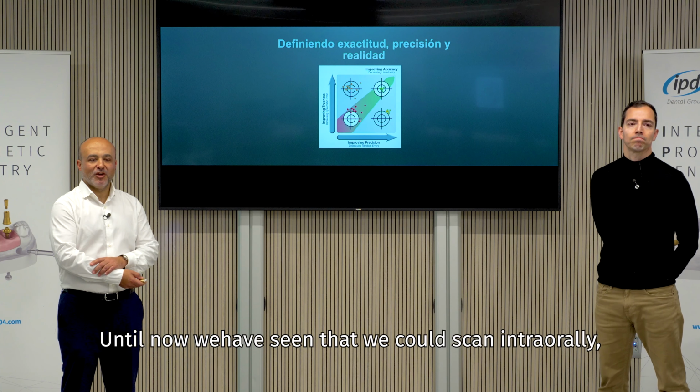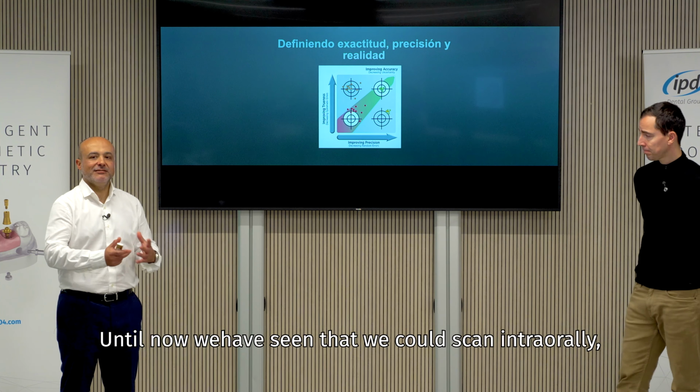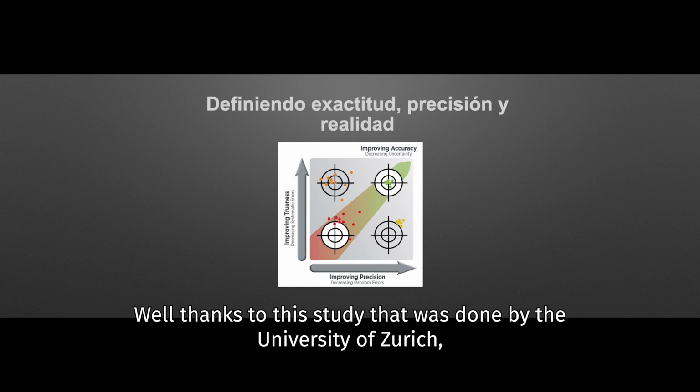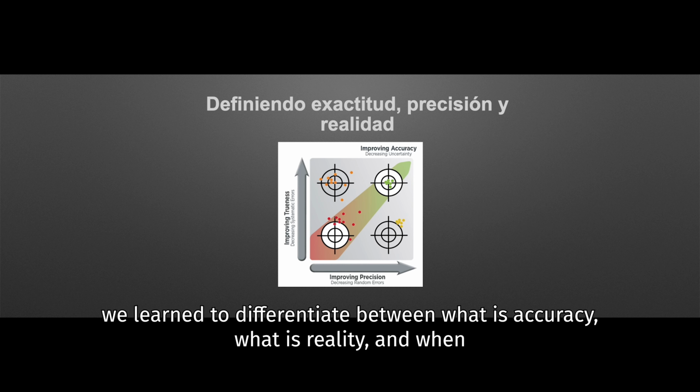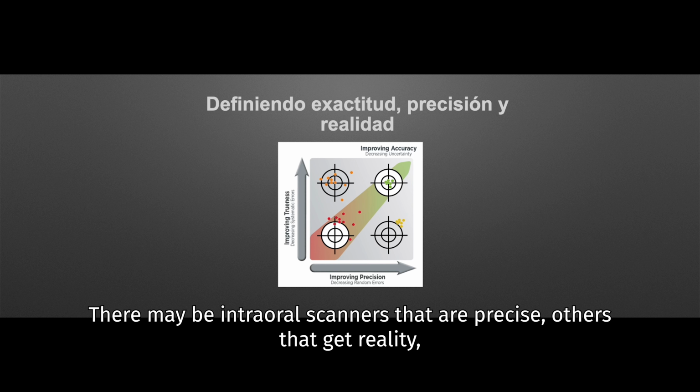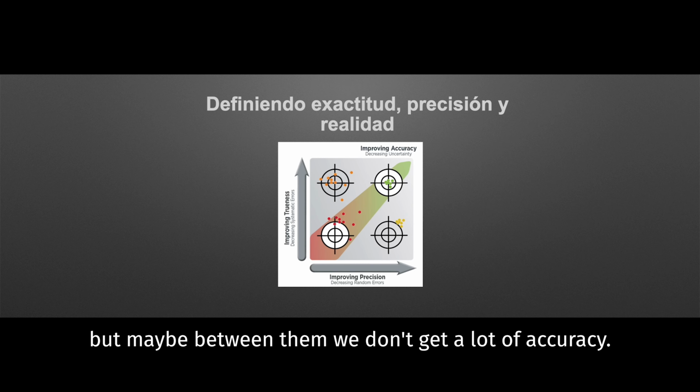Until now we have seen that we could scan intraorally, but we didn't really know how accurate we could be with intraoral scanners. Well, thanks to this study that was done by the University of Zurich, we learned to differentiate between precision and trueness, and when we put the two concepts together, we get accuracy. There may be intraoral scanners that are precise, others that achieve trueness, but maybe between them we don't get a lot of accuracy.